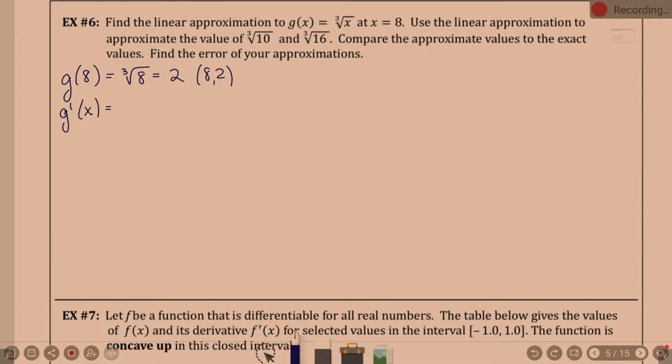Derivative, and I don't know what order you guys are doing this in, we just know it all needs done, right? Derivative, what do you know about the cube root of x? That's x to the 1/3, so the derivative is 1/3 x to the negative 2/3. If I rewrite it in a different form, it's 1 over 3 x to the 2/3, which we could say is the cube root of x squared if you want.